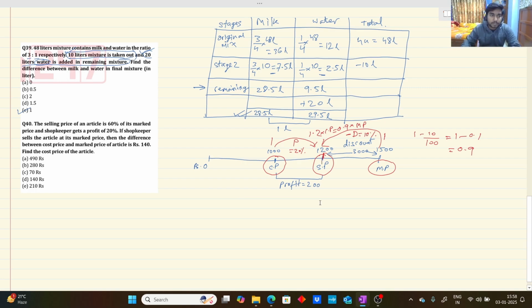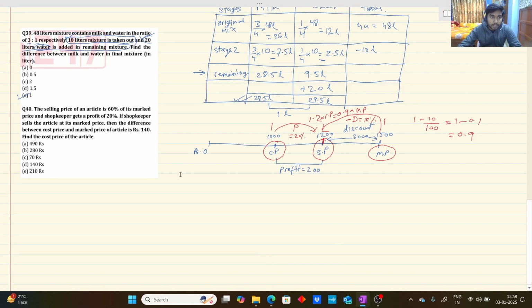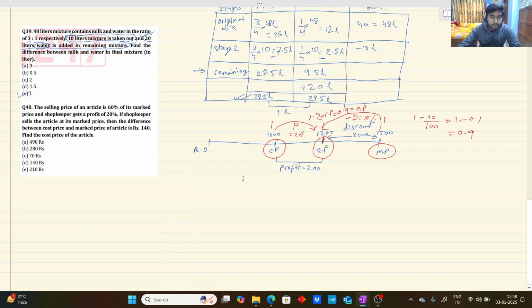Okay, now let's focus on the question. Let's read the question. What does it say? The selling price of an article is 60% of its marked price, and the shopkeeper gets a profit of 20%. So if we make the number line, the selling price of an article is 60% of its marked price.